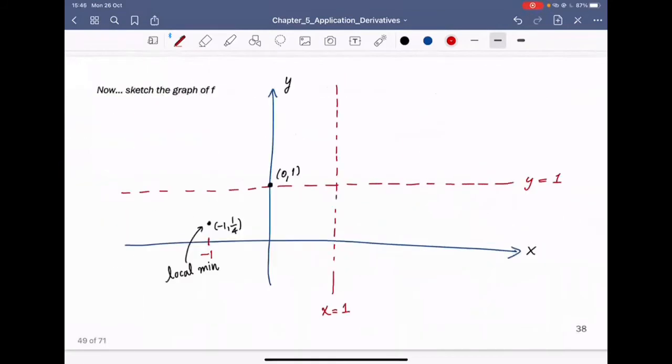So -2 and 1/3. This is my inflection point.